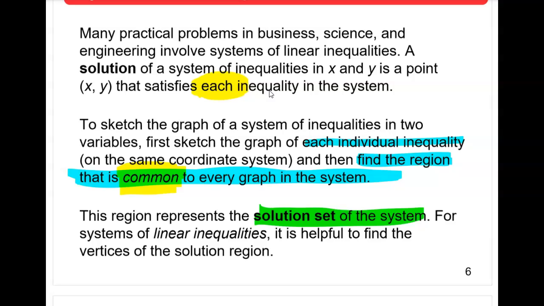And it is helpful to find the vertices of the solution region. Those vertices are actually going to be the intersection points of the lines.